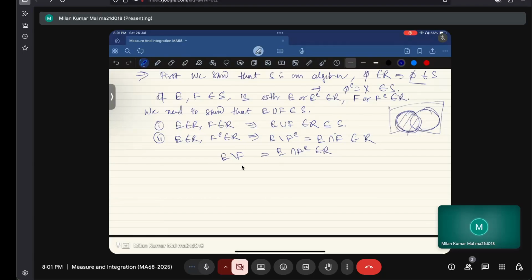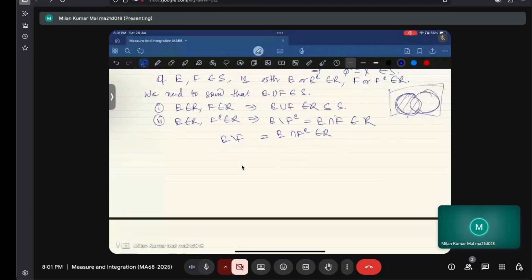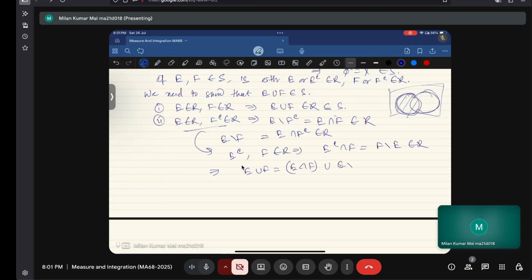And next is F minus E complementary. That will hold because E complementary and F are there, and E complementary intersection F is equal to F minus E. That implies E union F is equal to E intersection F union E minus F union F minus E. This is also in R, so that means this is in S. Similarly, the other two will hold.